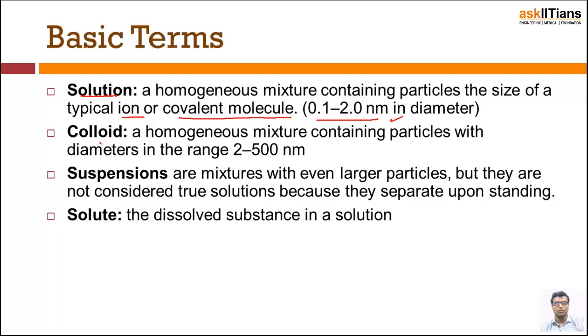The next important term is colloid. A colloid is a homogeneous mixture containing particles with diameters in the range of 2 to 500 nanometers. Generally, the difference between solution and colloid is the size of the particle. In a solution, the size of the particles is around 0.1 to 2 nanometers. Here it is 2 to 500 nanometers.